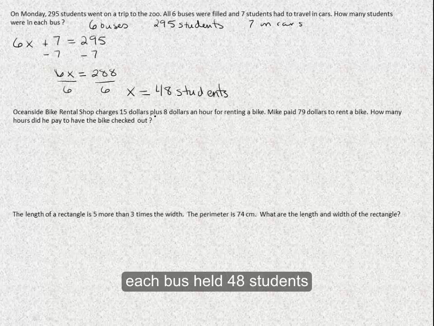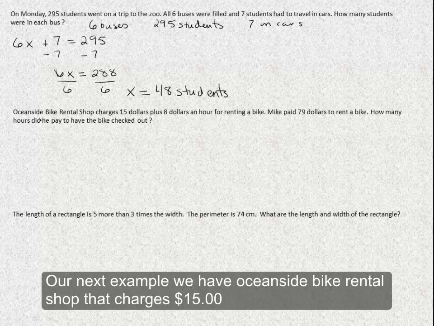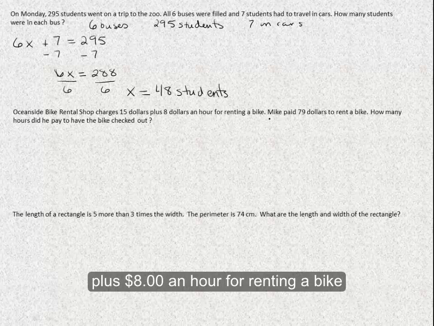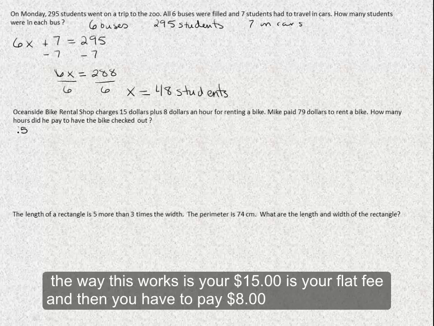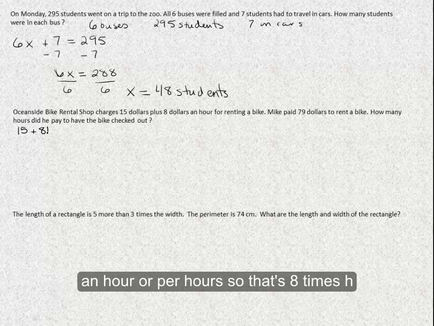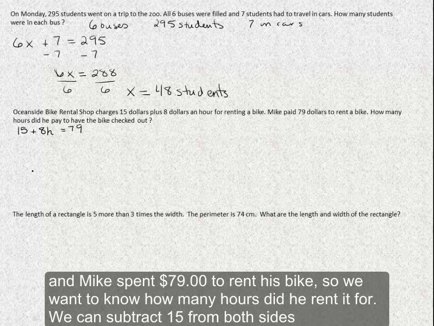Our next example, we have Oceanside Bike Rental Shop that charges $15 plus $8 an hour for renting a bike. Okay, so the way this works is you have $15 as your flat fee, and then you have to pay $8 an hour, or per hour. So that's 8 times H. And Mike spent $79 to rent his bike. So we want to know how many hours did he rent it for.